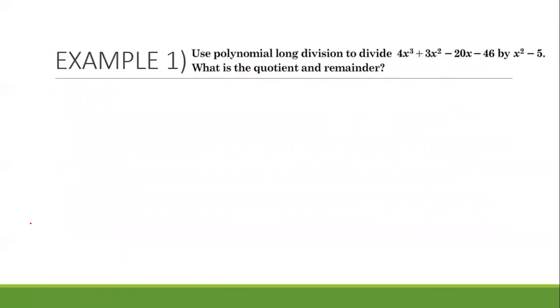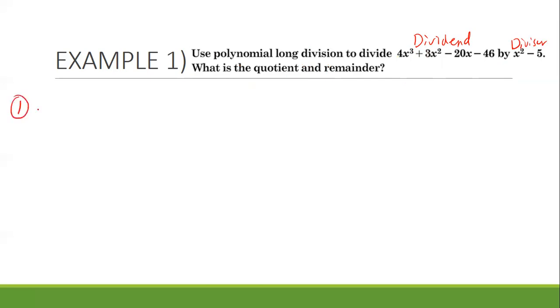I'm going to tell you right now, it's going to look like a lot of work because I'm doing what's going on in my brain on paper. So you're going to see my thought process. So step one, we're going to read, use polynomial long division to divide 4x cubed plus 3x squared minus 20x minus 46 by x squared minus 5. What is the quotient and the remainder? So this is our dividend. And this is our divisor.